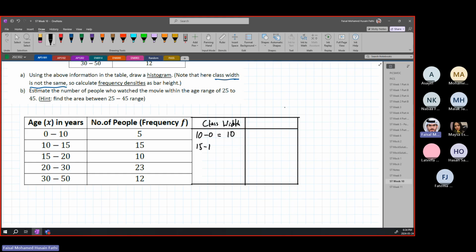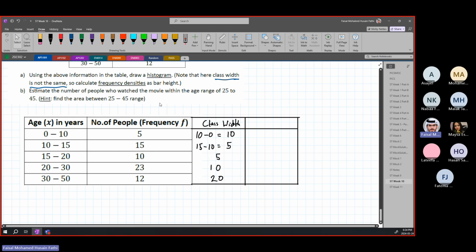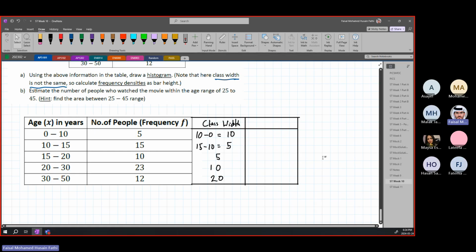15 minus 10 for the second one, which is equal to 5. 20 minus 15, which is 5. 30 minus 20, which is 10. And 50 minus 30, which is 20. You're just taking this value minus this value, just subtracting these two values. This is the first step, finding your class width.